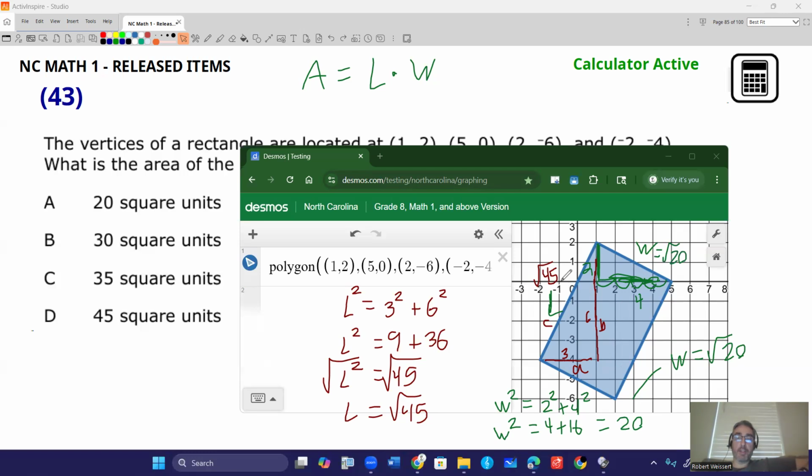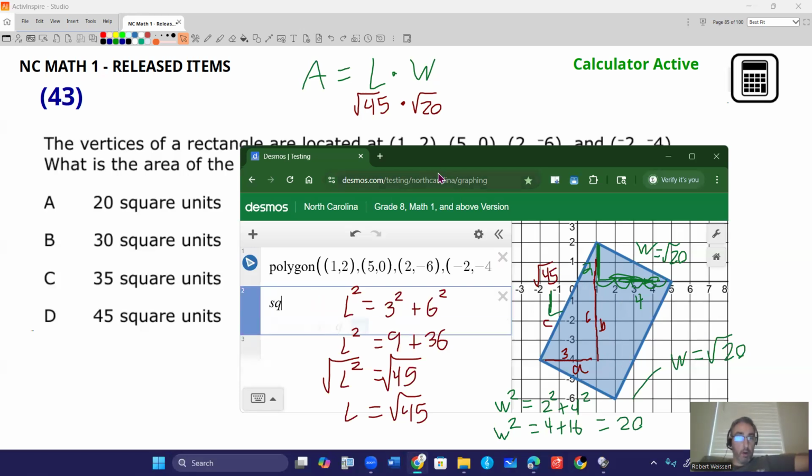So I can get my answer by multiplying my length times my width. If I know my length and width respectively are the square root of 45 and the square root of 20, I could then multiply those out to get my answer. And of course, that's not something I'm going to do in my head, so I'm going to go into Desmos and take care of that for me.